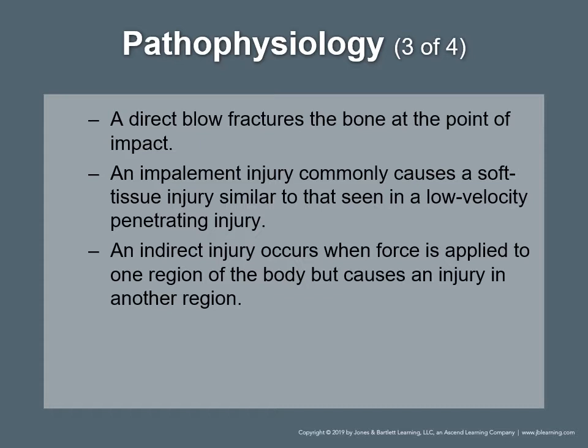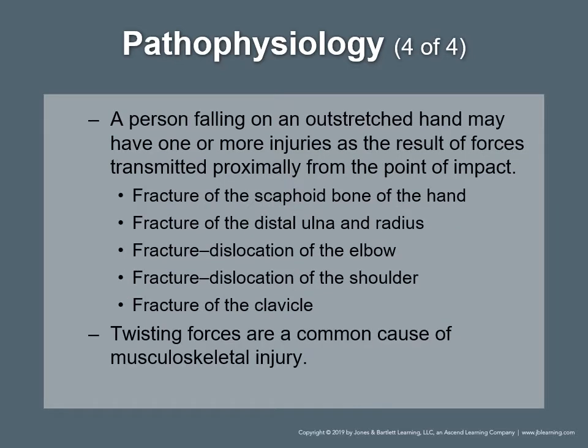An indirect injury occurs when force is applied to one region of the body but causes an injury in another region. Forces may be transmitted along the entire length of a bone or through several bones in series. A person falling on an outstretched hand may have one or more injuries as the result of forces transmitted proximally from the point of impact.